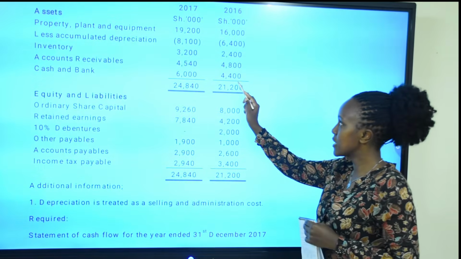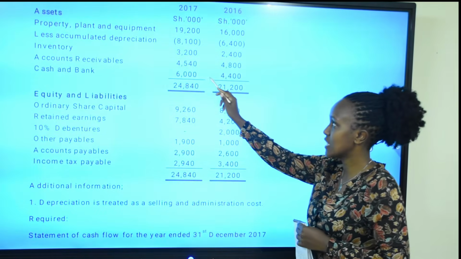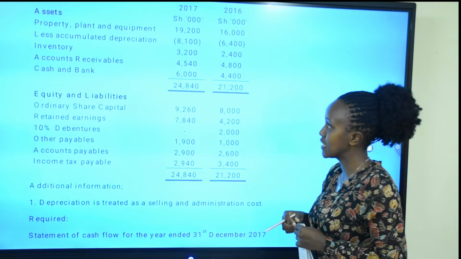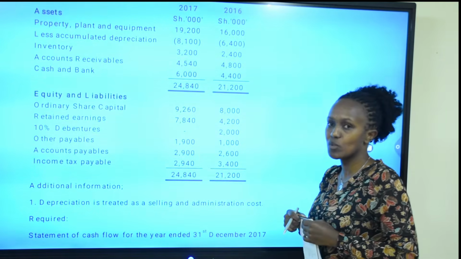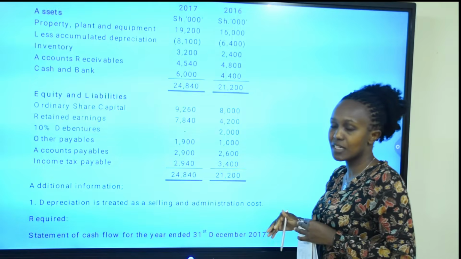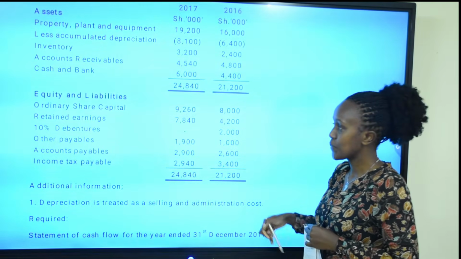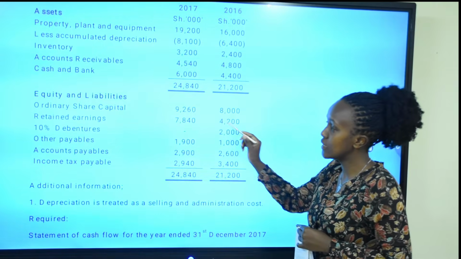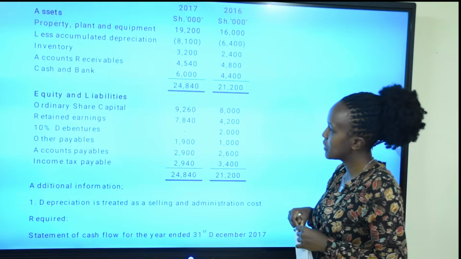The cash at the beginning of the year is given here as 4,400, and the cash at the end of the year 2017 is 6,000. These two figures represent what we are going to use as our balancing figures at the bottom of our cash flow statement. Coming now to the equity and liabilities, we are going to start with the ordinary share capital.